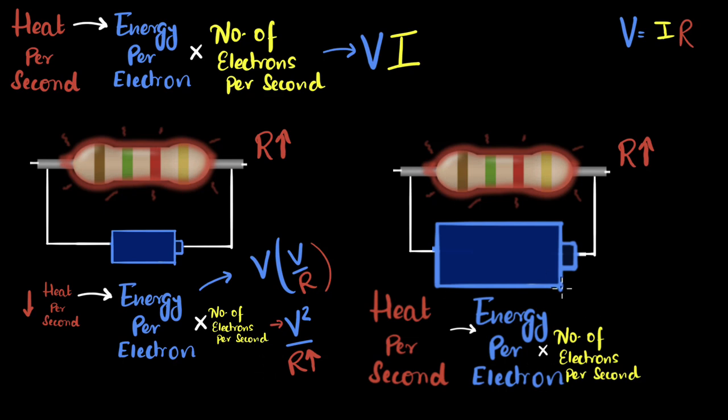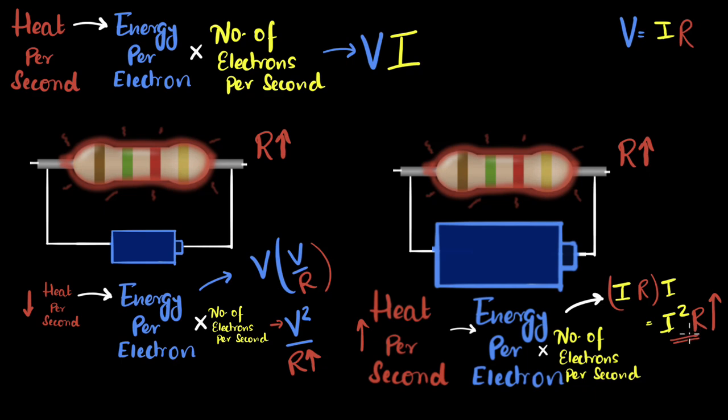On the other hand, over here, my current stays the same. So what I'm going to do is substitute for voltage. And substituting for voltage, I get I times R. It's my voltage times I, and I get I squared times R. And notice over here, as the resistance increases, the heat increases.